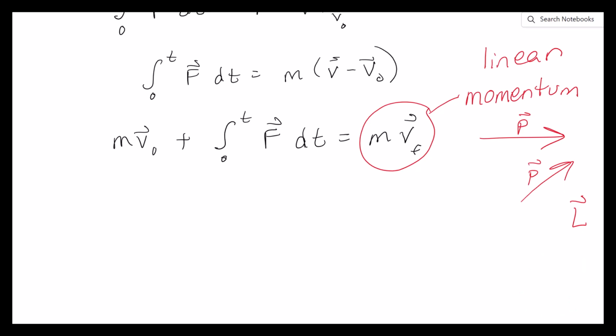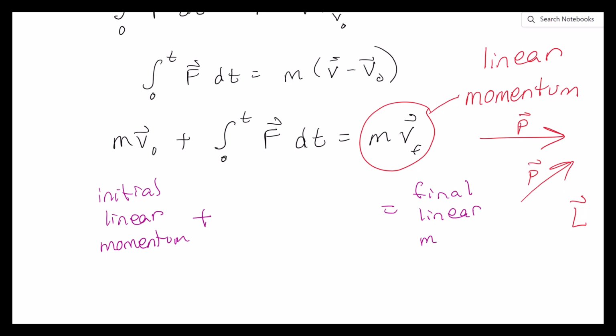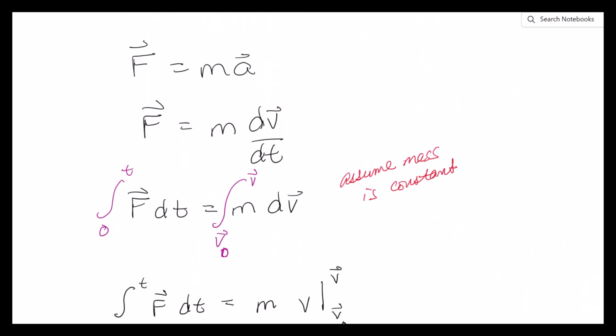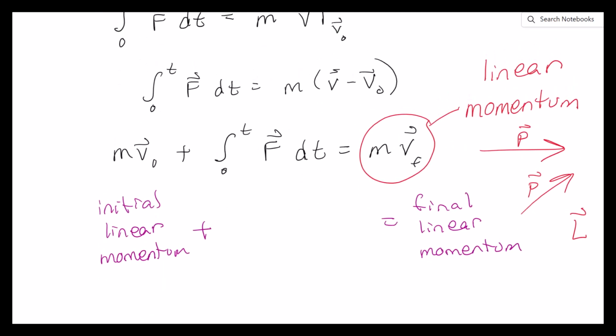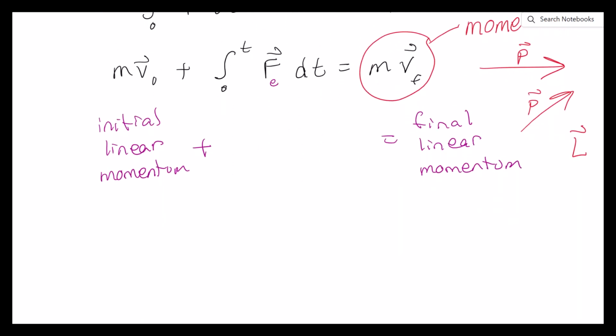Okay, so what we have here is initial linear momentum plus something that I'm going to come back to equals the final linear momentum. Okay, now the thingy that I skipped. Remember that F comes from F equals ma, and that F is all external forces acting on an object, right? So these are only external forces. If you want to remind yourself these are external only, you can.